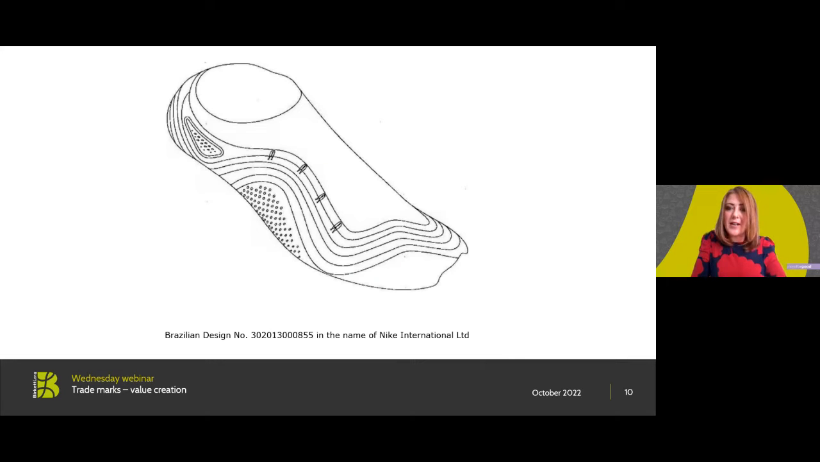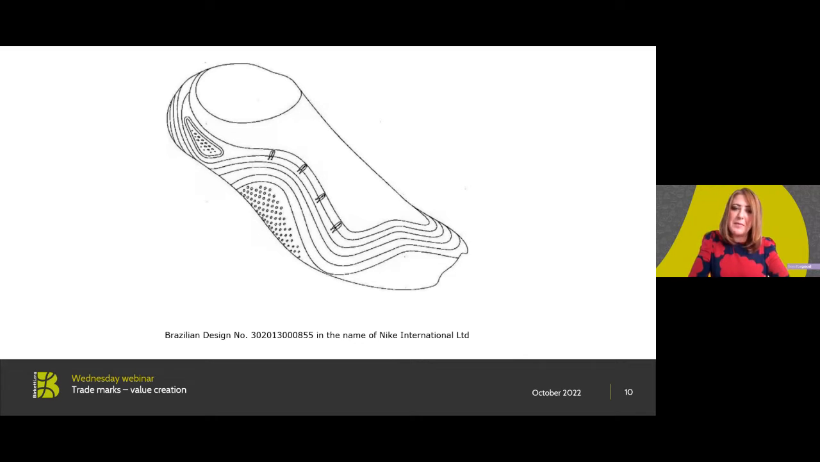And then you could have design registration for elements of a shoe. So this is a Brazilian design held in the name of Nike International Limited. A design registration is quite helpful in circumstances where it's more difficult to prosecute your trademark application through to registration, because the examination criteria for a trademark is far more stringent and stricter, whereas there isn't really an examination process as such for a design.